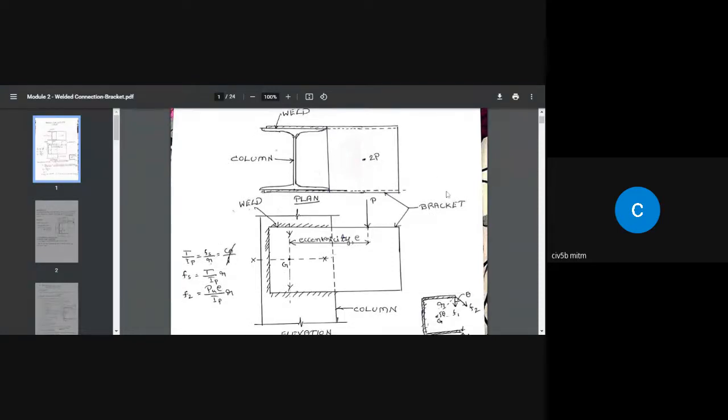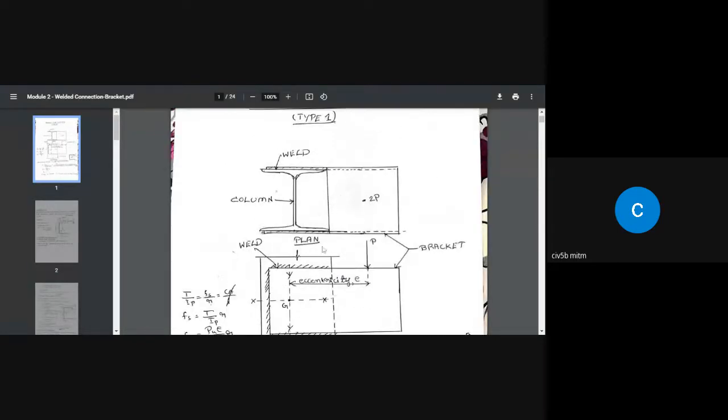See here. This is the plan of a column. And we need to transfer some load from a beam to this column. So for that, what we do is we are going to run 2 plates. Then over those 2 plates, we are going to put a horizontal plate that serves as a platform for the beam to rest on it.